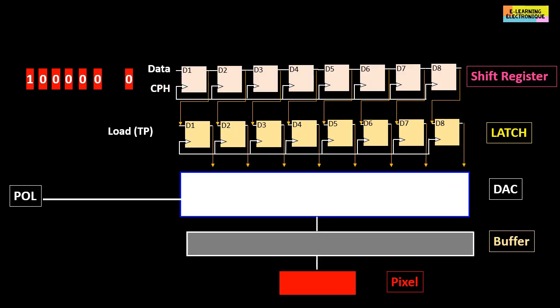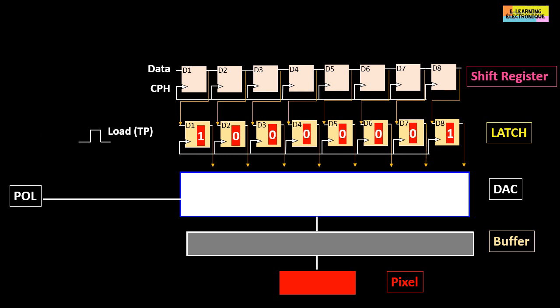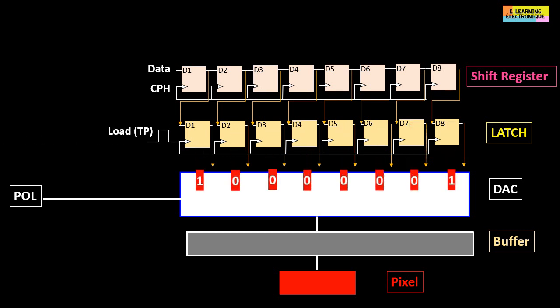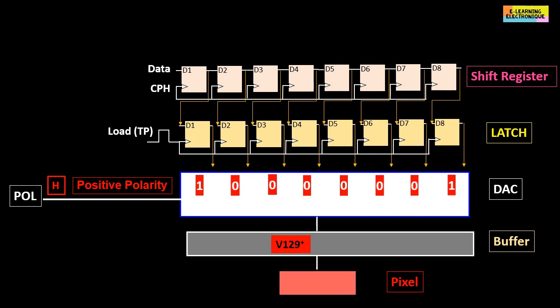This short animation illustrates the process of transferring an 8-bit data to illuminate the subpixels. The data is transferred from the shift register to the latch. At the DAC level, there is a pin called POL which allows the adjustment of the polarity. An example of the setting of this pin, in the high status, the positive voltage values are selected and in the low status the negative ones.